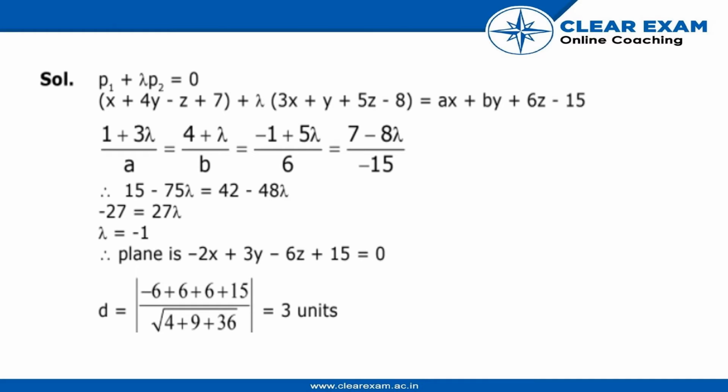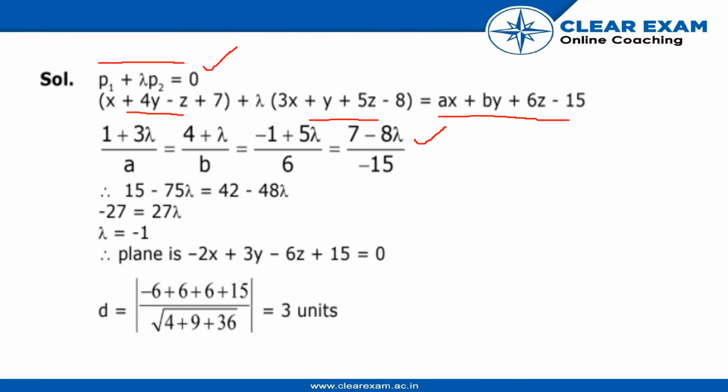In the solution, it is written that P1 plus lambda P2 equals 0. This holds true for two planes which intersect each other. So we have put the value of P1 and P2, which is equal to the plane which we got by intersection. Now the second equation is written because by comparing the values of x, y and z on LHS and RHS, which will be equal.